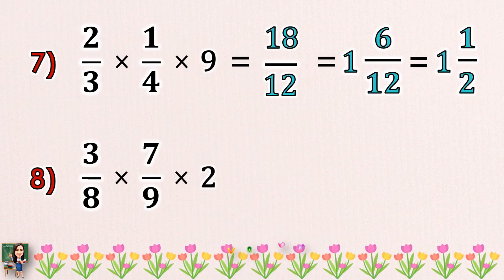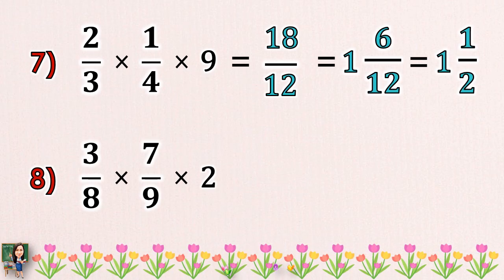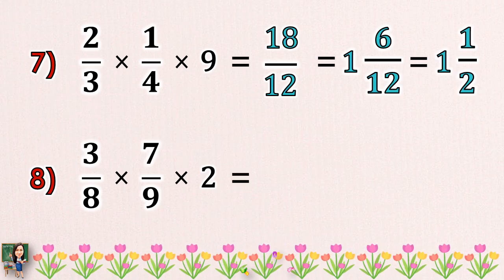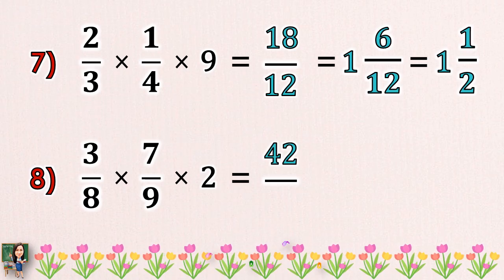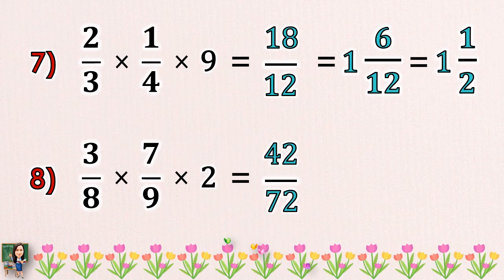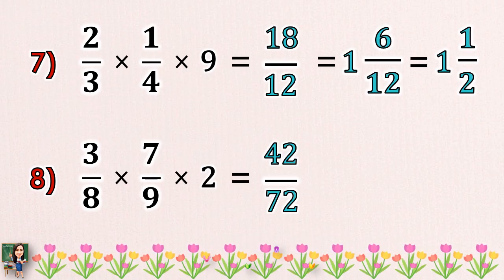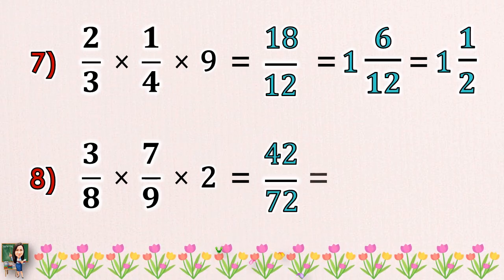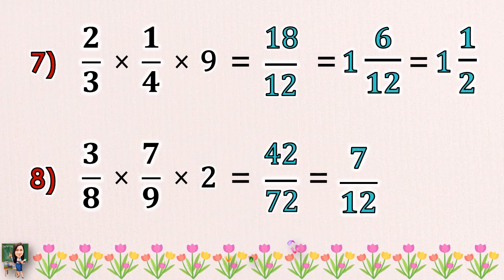Number 8. 3/8 times 7/9 times 2 equals 3 times 7 times 2 equals 42. 8 times 9 equals 72. 42 over 72. Simplify. Get the lowest term. The lowest term is 7/12.